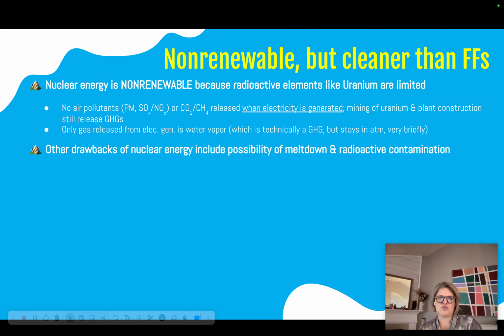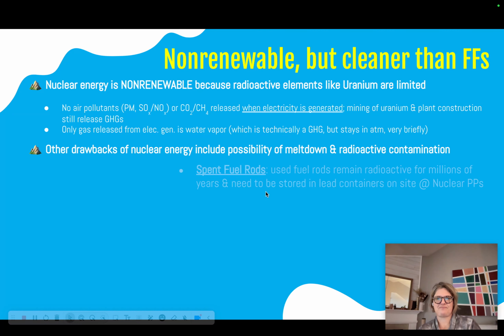So the real main drawback of nuclear energy is the potential for meltdown, but that's why there are so many regulations and safety precautions in place and lots of fail-safe steps along the way to stop a nuclear meltdown. And then there's the radioactive contamination with the uranium rods, as well as the waste. When we've spent the rods and there's no fuel left to generate lots of heat, what do we do with the rods?